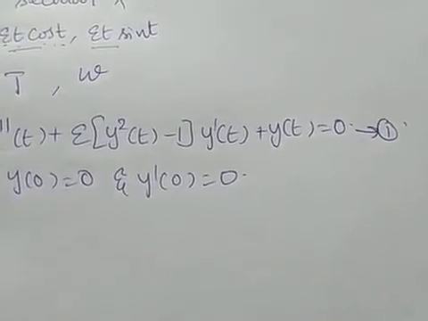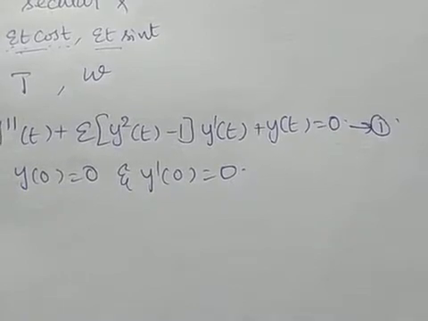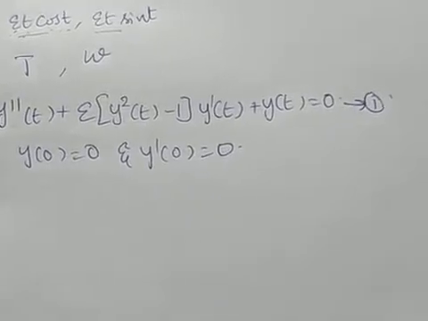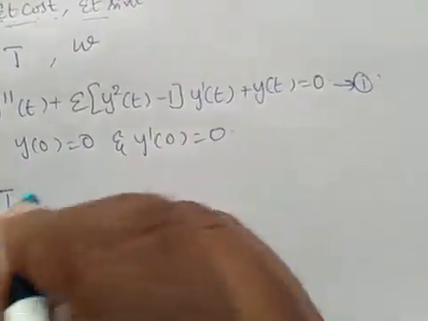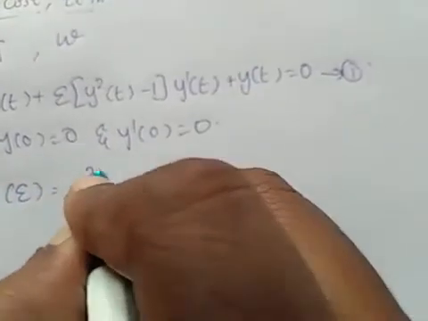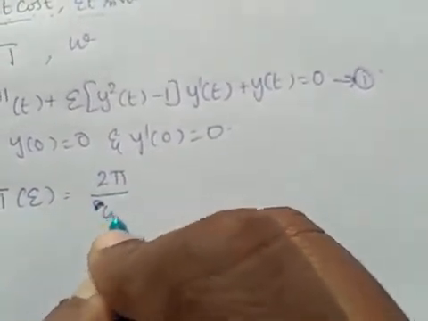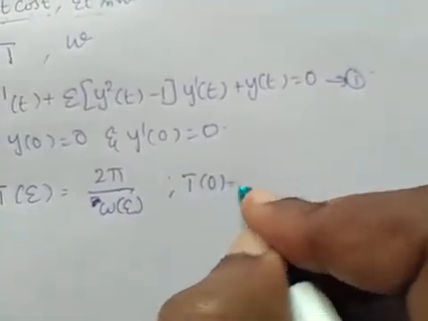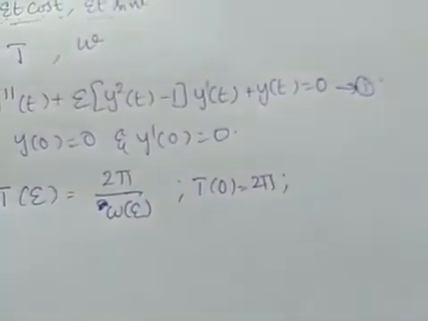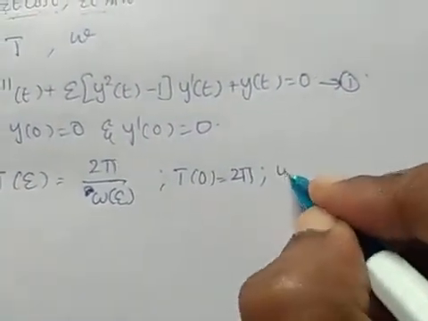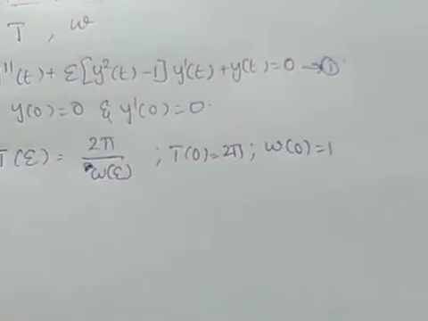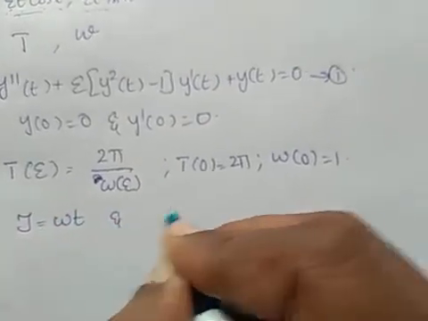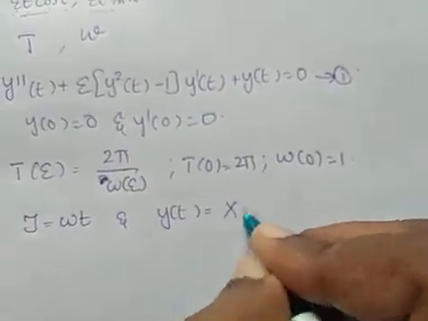Now we have to expand T in terms of epsilon, so T is a function of epsilon. T of epsilon is 2 pi by frequency. Frequency is omega of epsilon. And we have the conditions T of 0 equal to 2 pi and omega of 0 equal to 1. So now we define tau is equal to omega t and y of t is equal to x of tau.